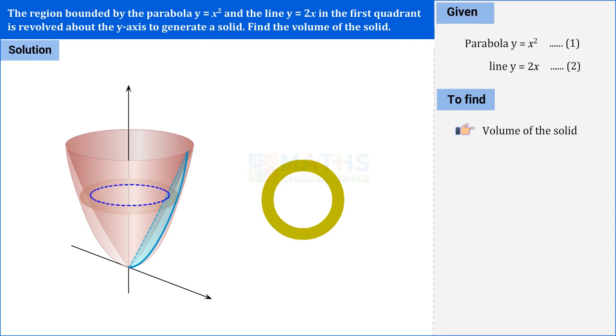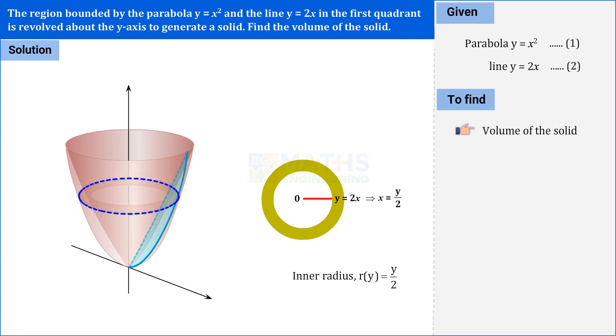Look at the inner circle. The radius of the inner circle is from the y-axis to the line y is equal to 2x. On y-axis we have x is equal to 0. On the line y is equal to 2x we have x is equal to y by 2. So the radius is difference between these two. Y by 2 minus 0. That is y by 2.